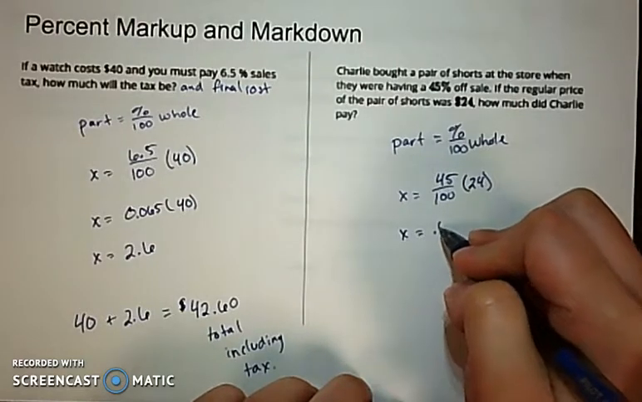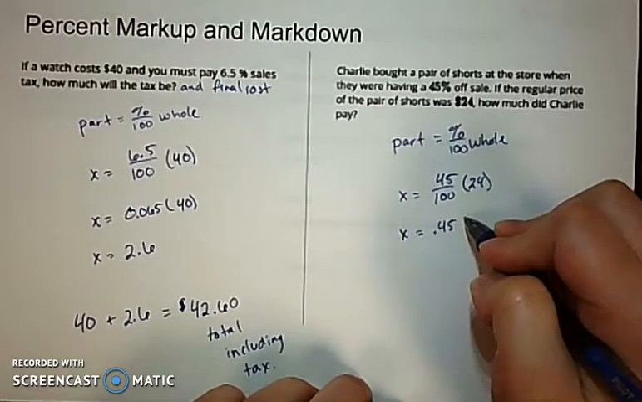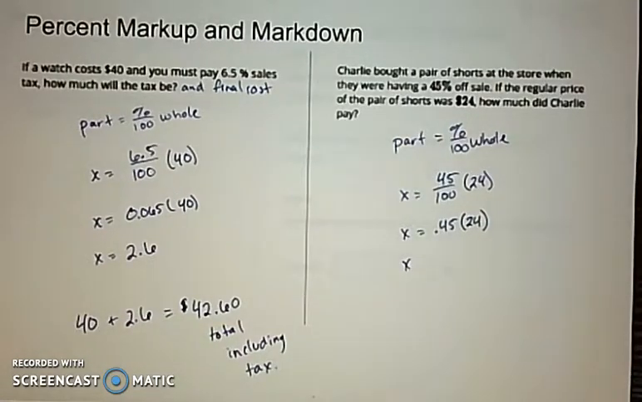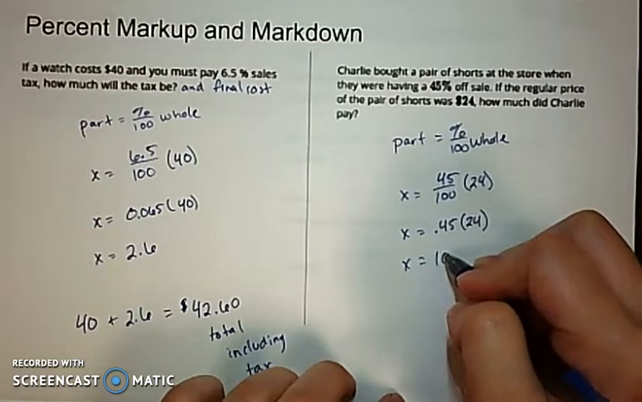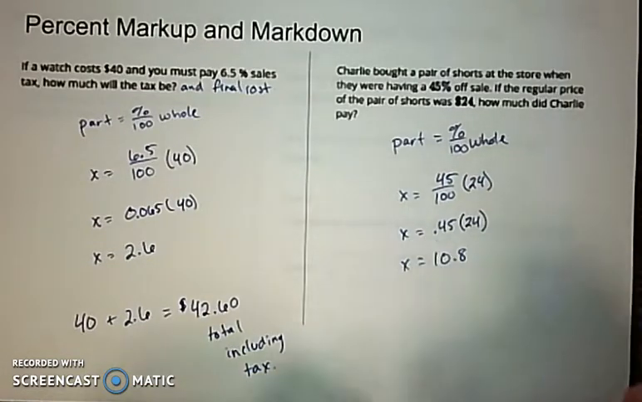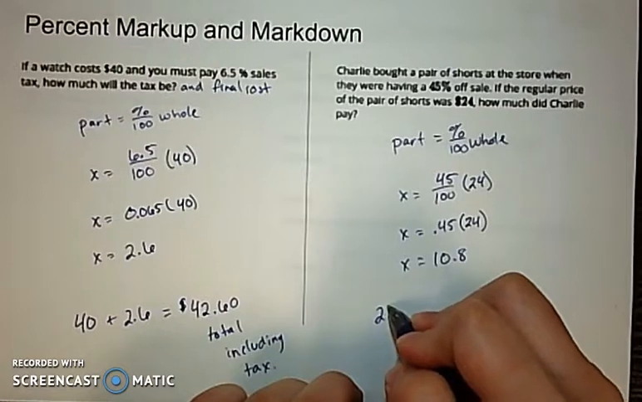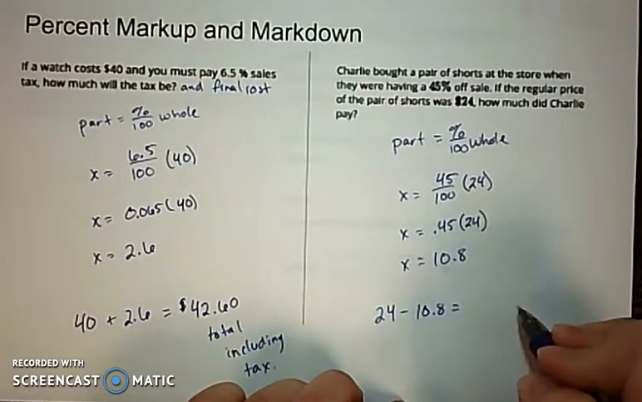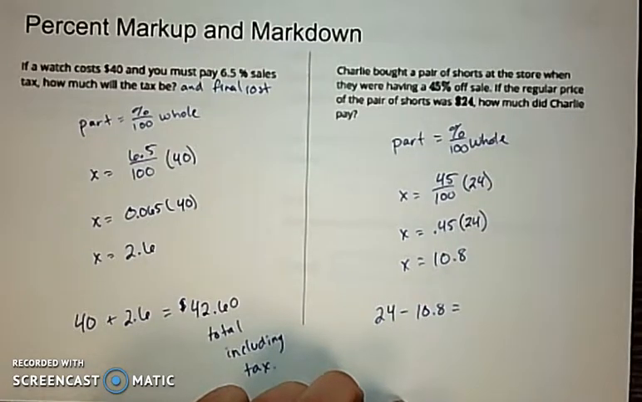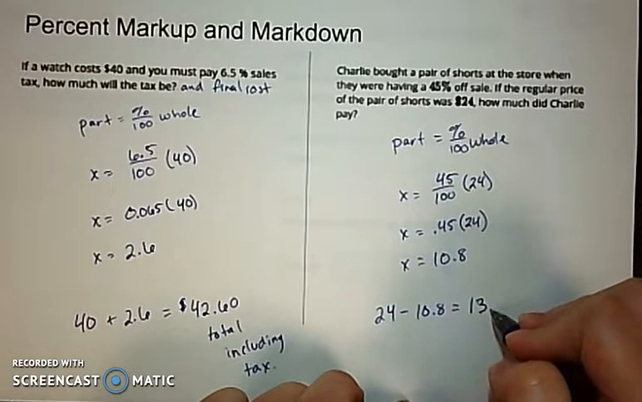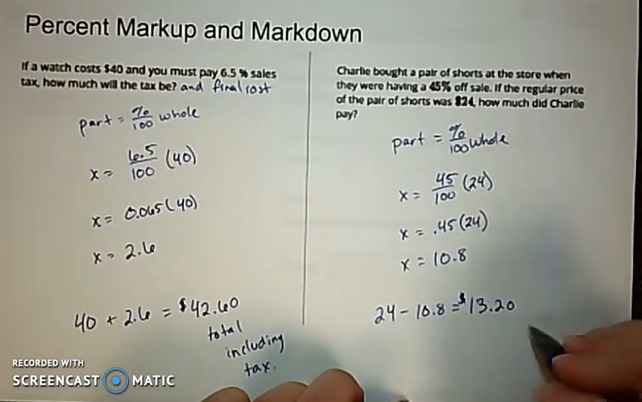So I can do 0.45 as my percent as a decimal, multiply that by 24, and that leaves me with 10.8. Now my percent here is how much off, or how much I'm not paying. So what I need to do then is take my 24 and subtract my 10.8, because that's how much I'm not paying, my discount, to figure out my actual price. So he actually paid $13.20 after discount.